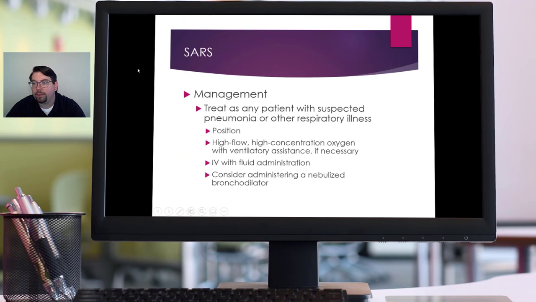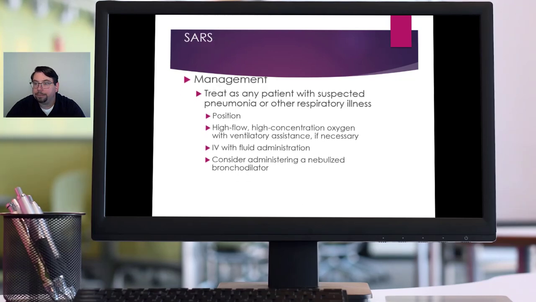Most of the management for this is really going to be focused on treating the patient like you would with any other respiratory illness. We want to be aware that the patient may have also developed pneumonias because of this. So positioning is important, making sure they're sitting up, high flow, high concentrated oxygen with ventilation assistance as needed, guided by our pulse oximetry, and then IV fluid administration as well. And then if we can, consider, due to bronchospasms, some type of bronchodilator, like a nebulizer of albuterol or DuoNeb.